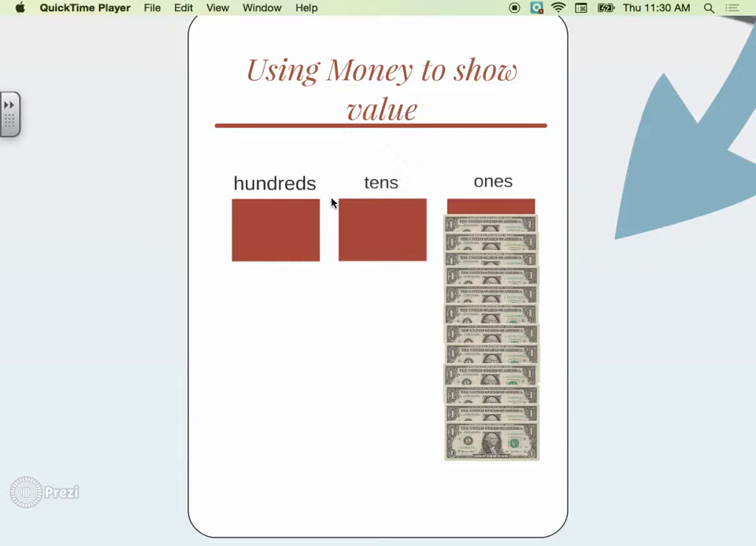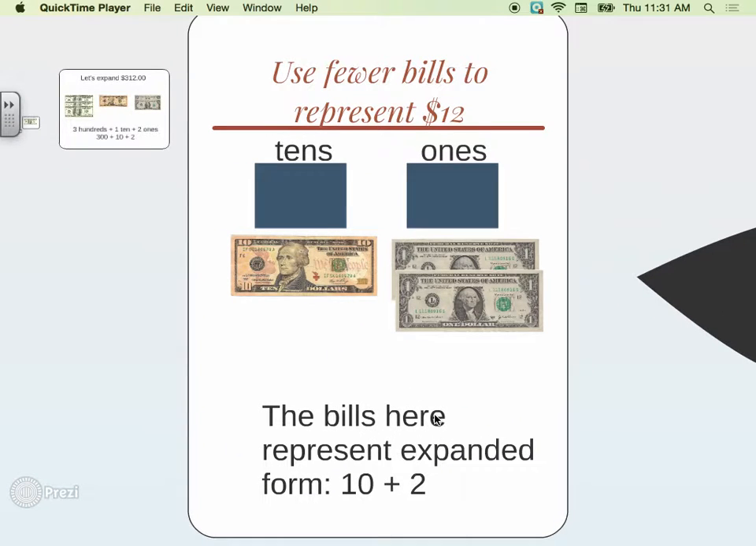Okay, so using money to show value. Say you had $12, so you had 12 ones, but you didn't want to carry all those ones. Place value basically shows what you can do to spread your money out. We have ones and we want to trade those ones for bigger dollars so we don't have so many ones in our pocket. So we are going to trade those ones in for a $10 bill, and so we use fewer bills to represent $12.